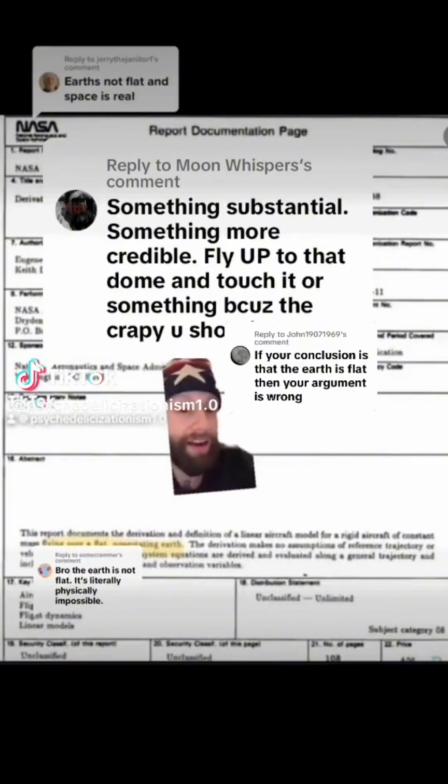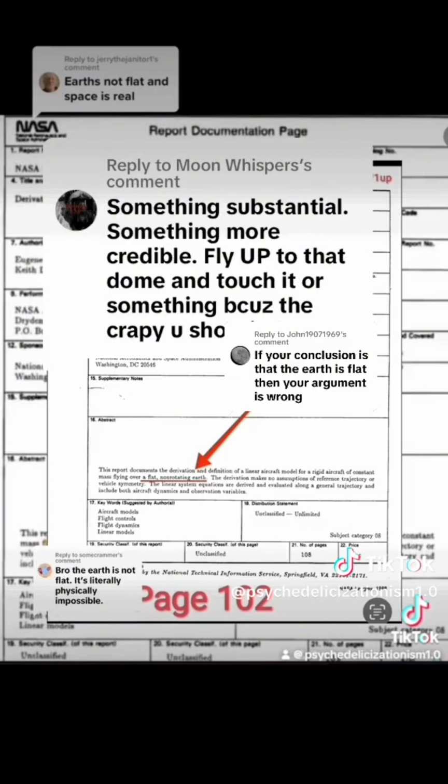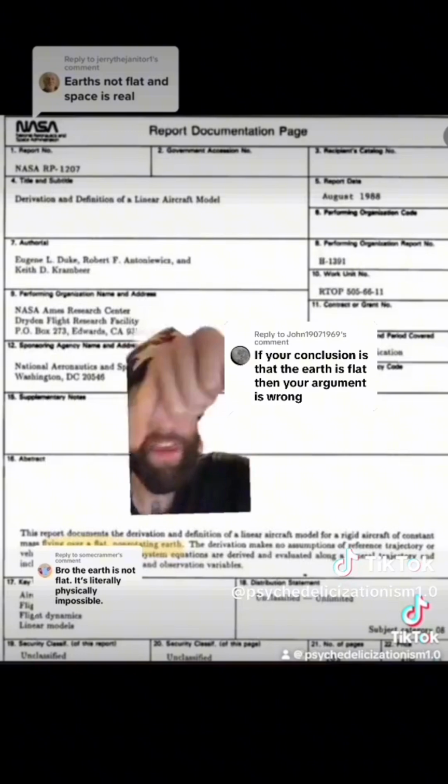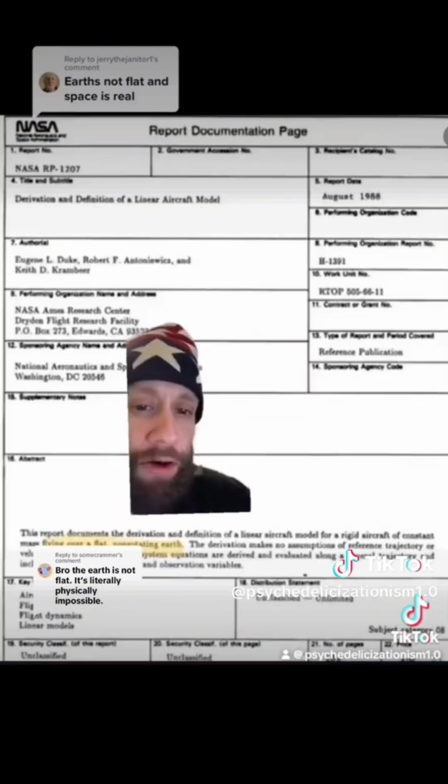Oh, the Earth isn't flat, huh? NASA doesn't seem to think so. NASA publication report document on the derivation and definition of a linear aircraft model. This report documents the derivation and definition of a linear aircraft model for a rigid aircraft of constant mass flying over a flat, non-rotating Earth.